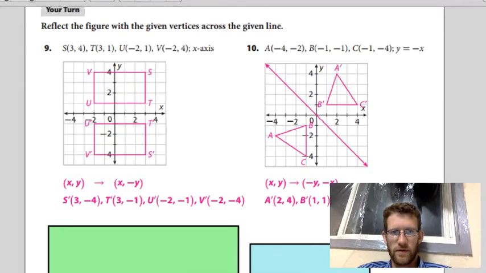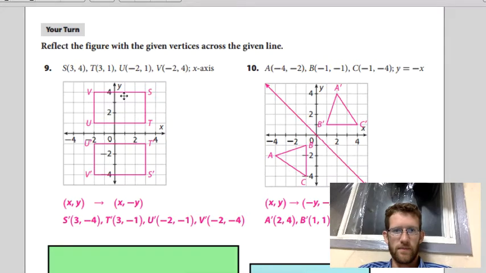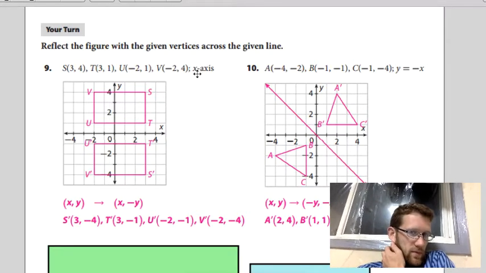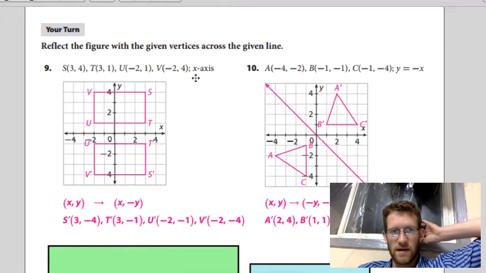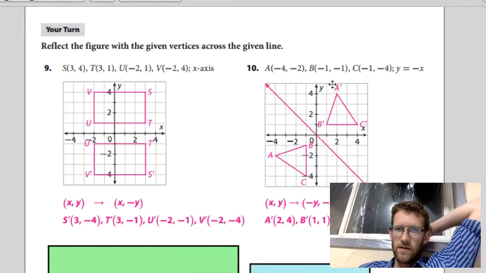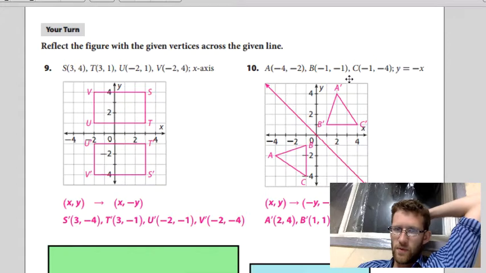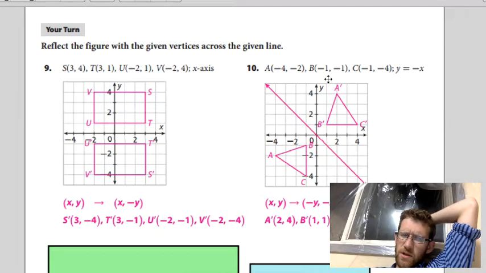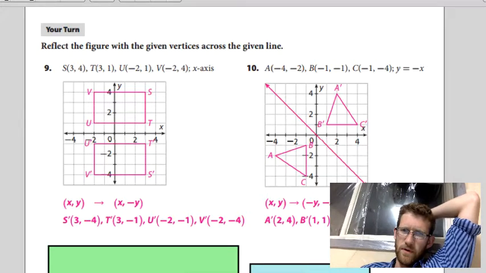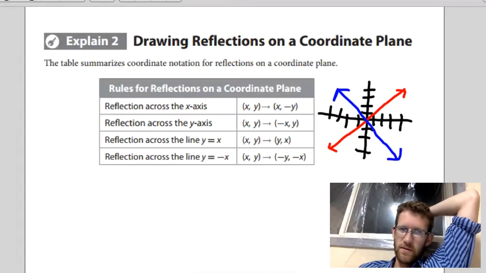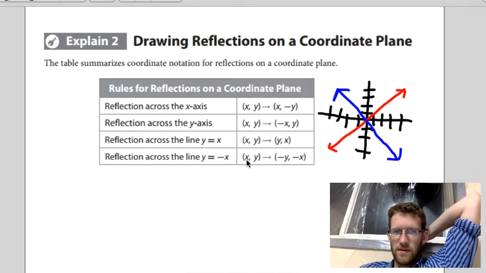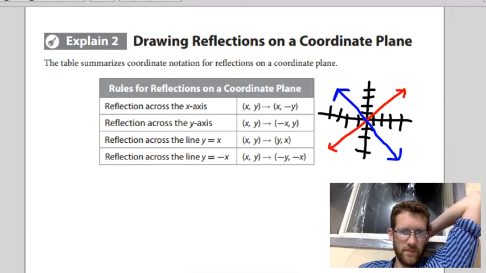Okay, hopefully you got something like this. Again, reflection over the x-axis. We simply make the y's negative. And on this one, we switch them both. What's the rule for reflection over y equals negative x? Oh, we switch them and make them both negative. So the whole shebang, right? Reflection over the line y equals negative x: switch the x and y and make them negative.